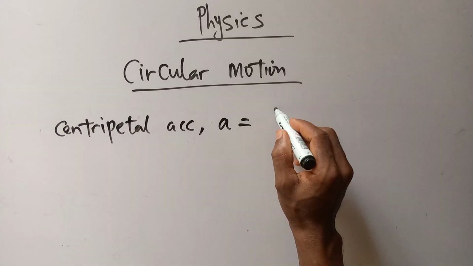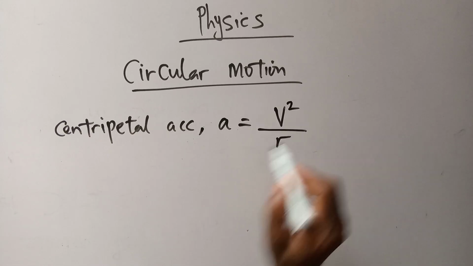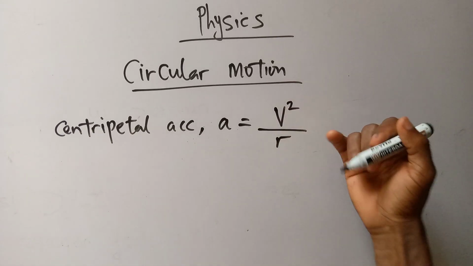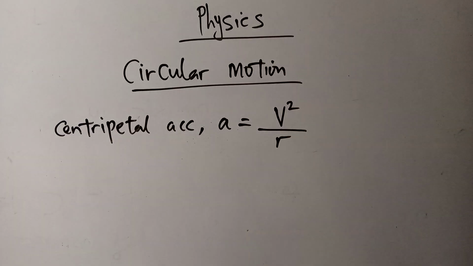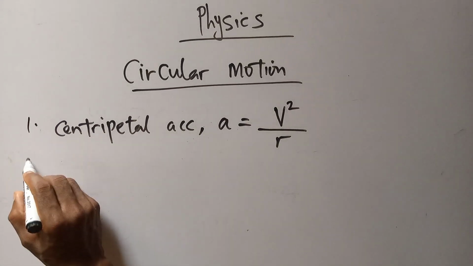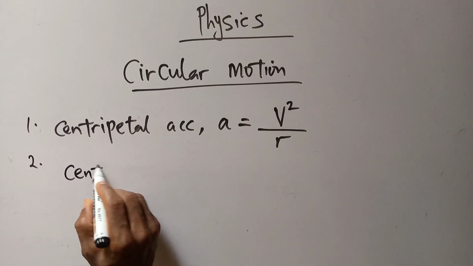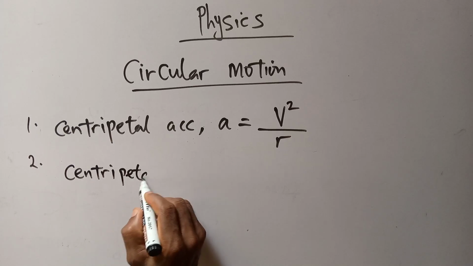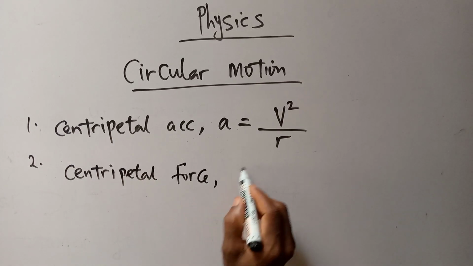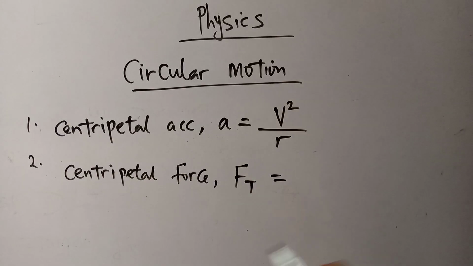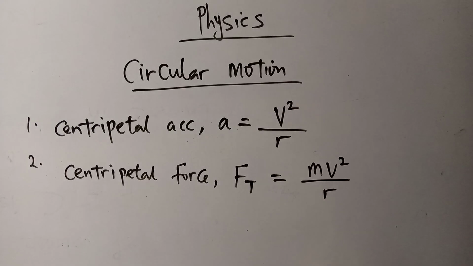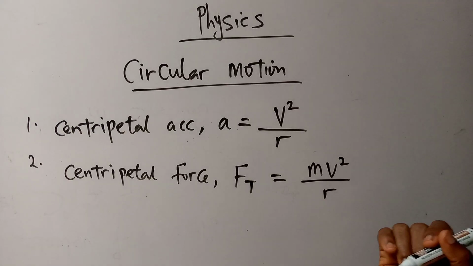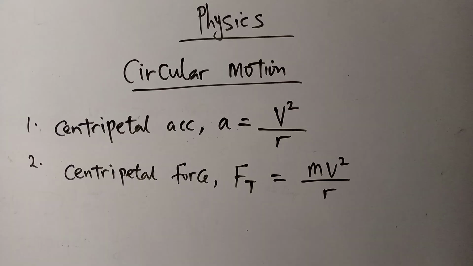Centripetal acceleration a is given by v squared over r, where v is your velocity or linear speed and r is the radius of the circular path. The second formula we're going to look at is the centripetal force, Fc. The formula is mv squared over r, where m is the mass of the object, v is the velocity, and r is the radius of the circular path.